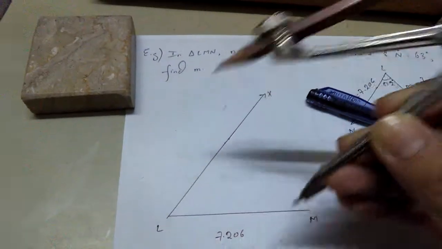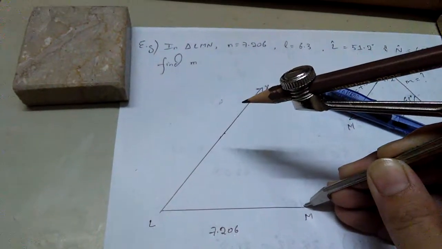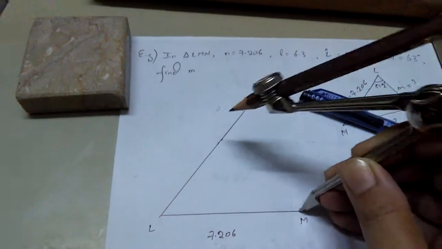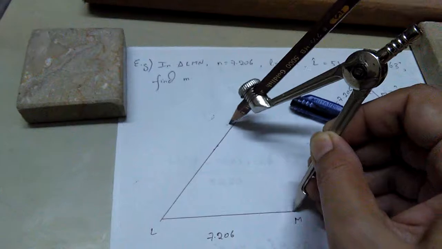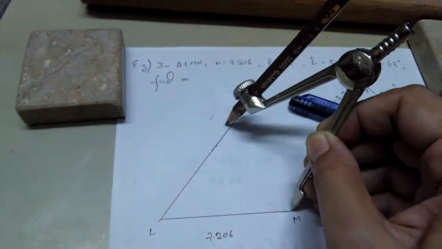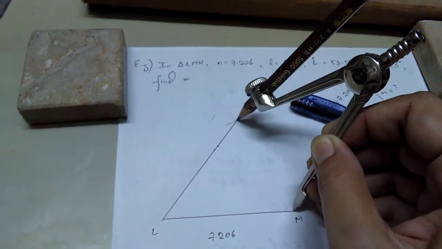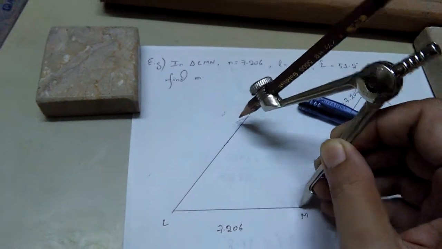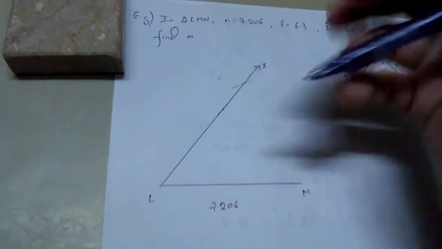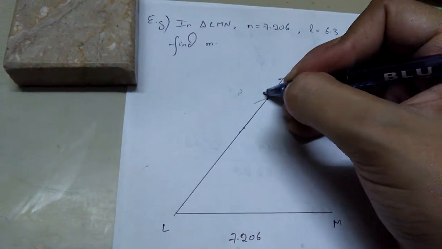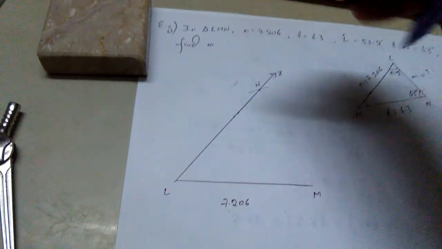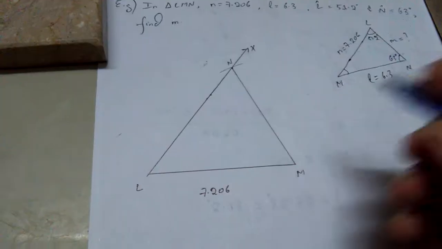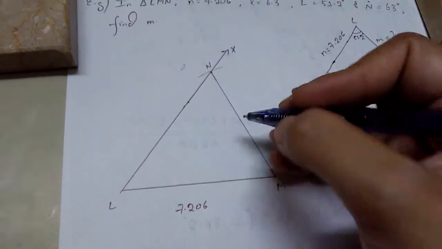Okay, so I've just stretched my compass up to 6.3 units, and I've placed it on my point M, and I'm going to intersect this ray at this point, and that's the position where it is intersected. So this point of intersection is my point N. I'm going to join N and M. Alright, so that's how the figure looks.